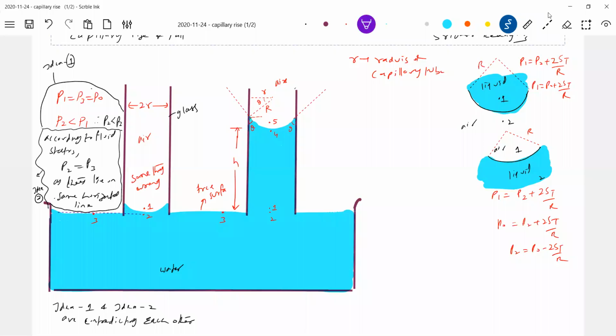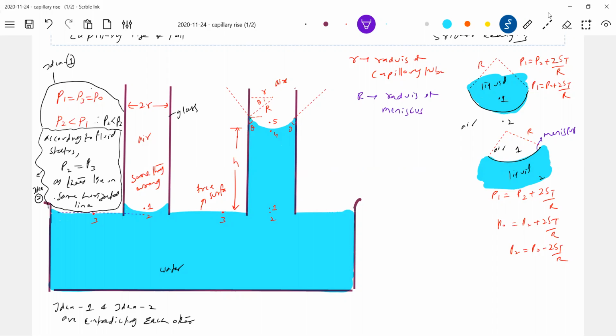Just as a small idea, all the numericals I discussed are based on this one only. Capital R is the radius of the meniscus. What do you mean by meniscus? This particular thing is called a meniscus. The curved free surface is called a meniscus.